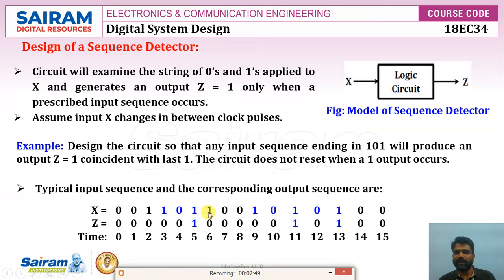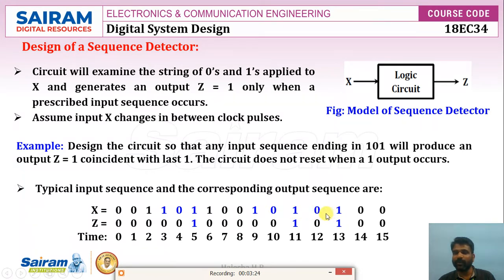And again if we receive 1, output is 0 because the sequence is not ending with 101. Correct? So next we receive 0. Output is 0. Again 0, 0, 1, 0, 0, 0, 1, 1. Because see, the sequence is ending with 101. Again next we receive 0, again 1, so again output is 1, because the sequence is ending with 101.